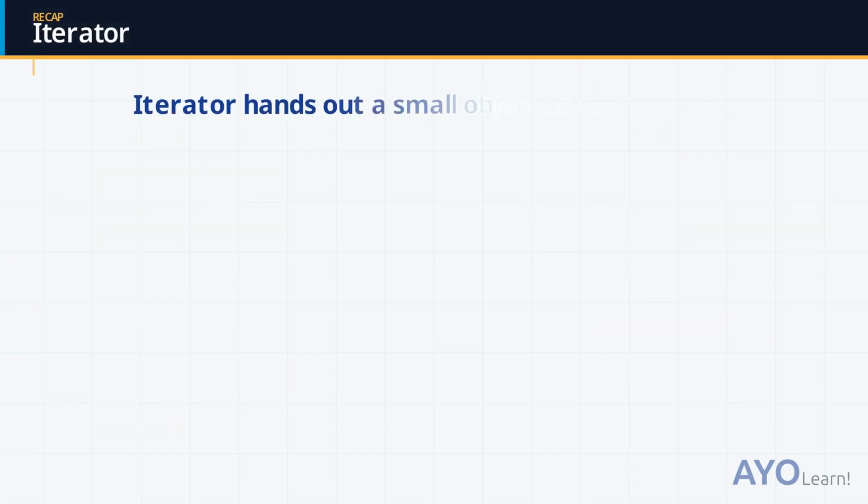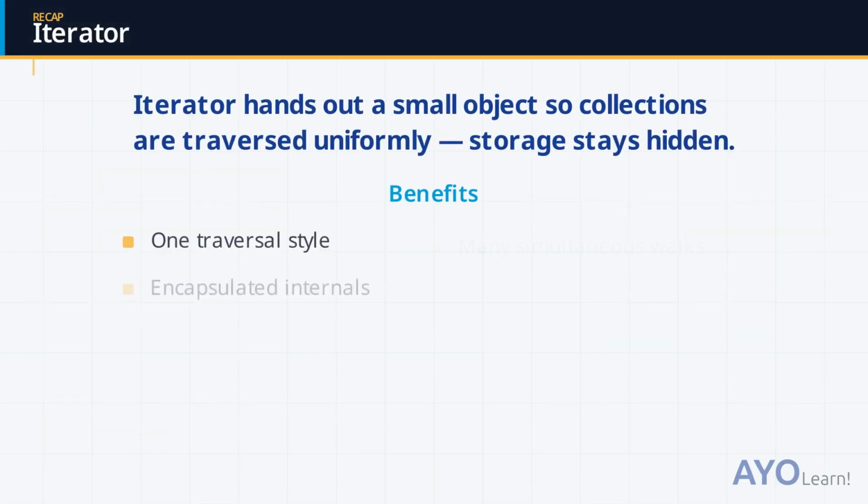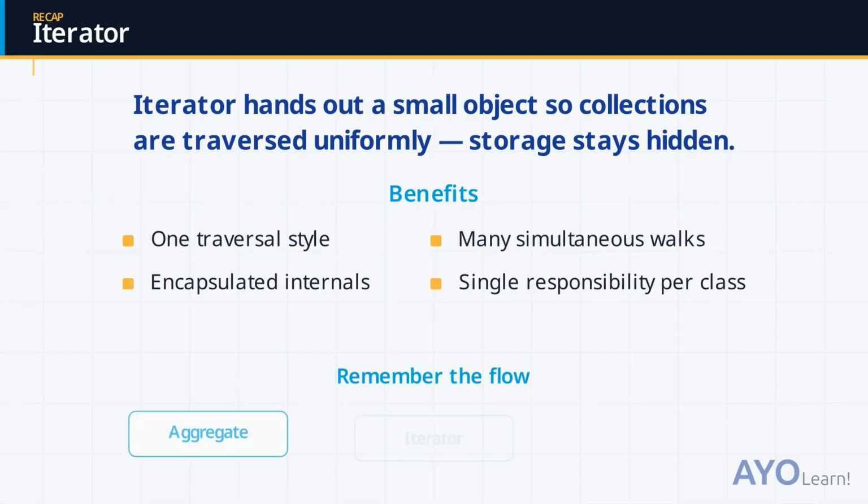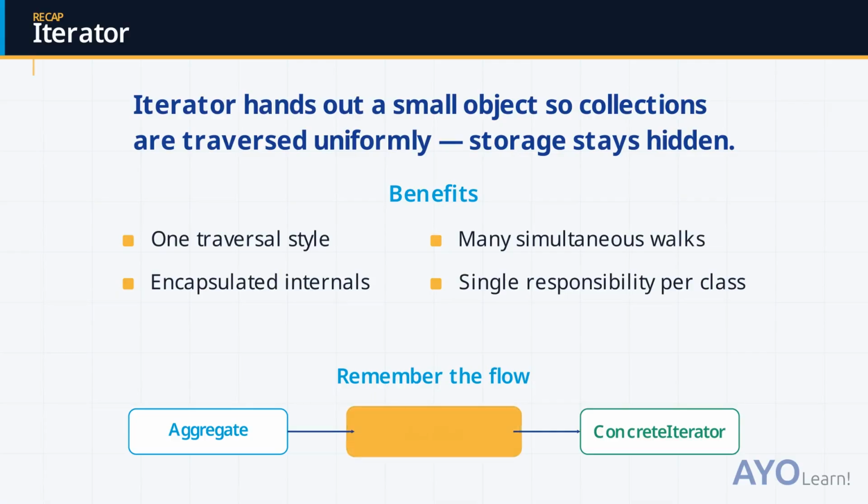The iterator hands out a small object, so collections are traversed uniformly while their storage stays hidden. One style, encapsulated internals, many simultaneous walks, single responsibility. Remember, aggregate, iterator, concrete iterator.